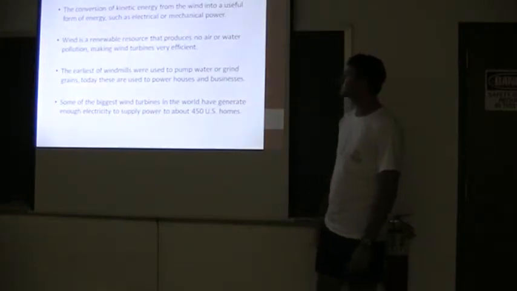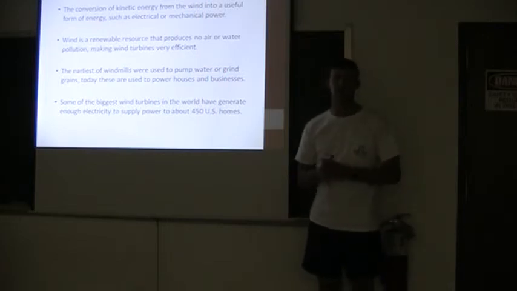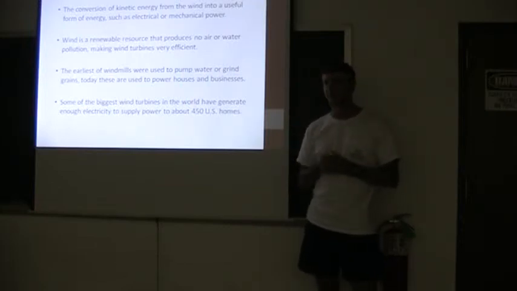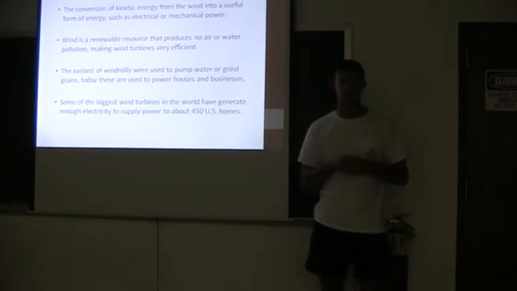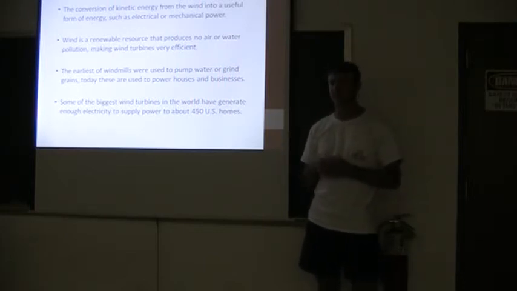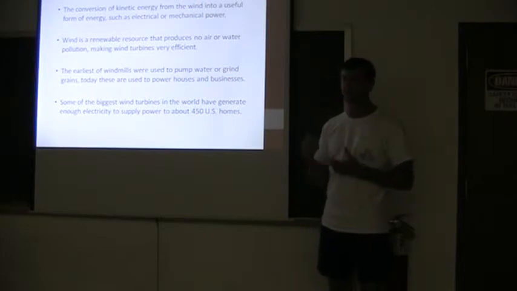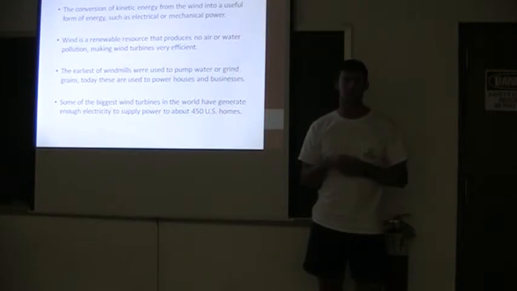Okay. So as I said, wind power is a conversion of kinetic energy from the wind to useful forms such as mechanical and electrical power. Why wind? Wind's a renewable resource. It's free. It creates no pollution, so it makes the wind turbine very efficient for the greenhouse effect and stuff like that. As I said earlier, the windmills were used to pump water or grind grains for farmers. Today they are used to power homes and businesses. Some of the biggest wind turbines in the world have enough power by themselves to power 450 homes.